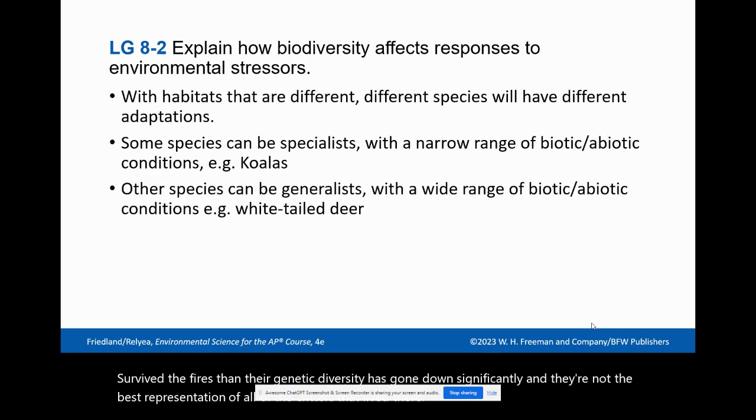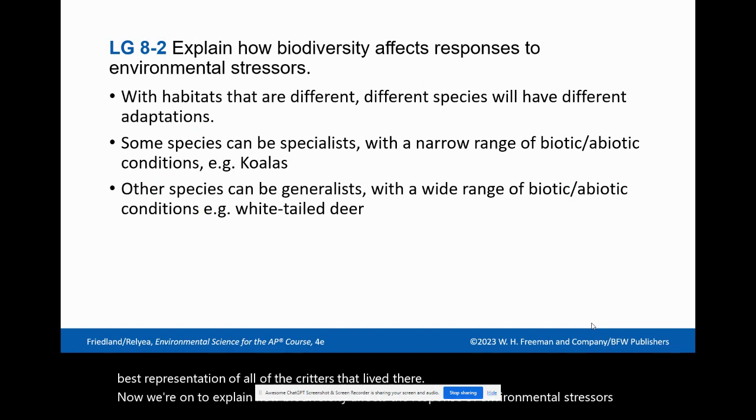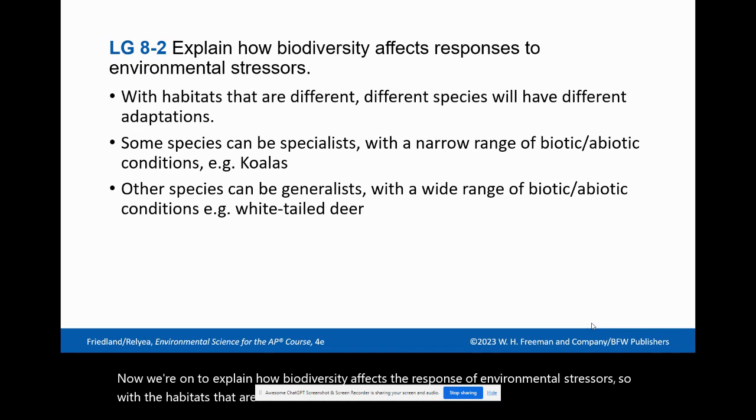Now we're on to explain how biodiversity affects the response to environmental stressors. So, with the habitats, different species will have different adaptations, right? Deer don't have gills and fish don't have feet. So, you're going to be, hopefully, best adapted to your particular habitat.